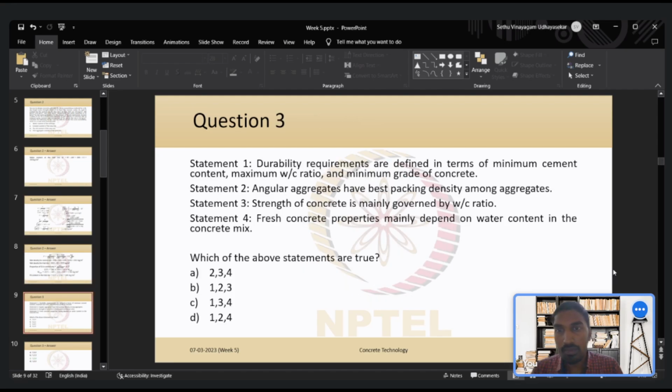So the next one, we have 4 statements here, and we want to find out which of these statements are true. The first statement is durability requirements are defined in terms of the minimum cement content, maximum water to cement ratio, and the minimum grade of concrete. Second, angular aggregates have the best packing density among all the aggregates. Statement 3 is strength of concrete is mainly governed by the water to cement ratio. And statement 4 is fresh concrete properties mainly depend on the water content in the concrete mix. Which of these statements are true? The options are 2, 3, 4; 1, 2, 3; 1, 3, 4; and 1, 2, 4.